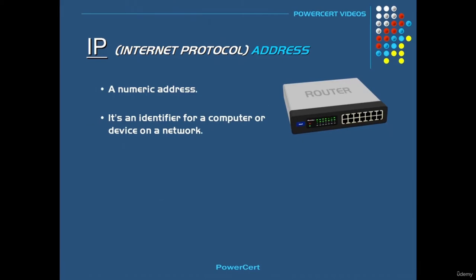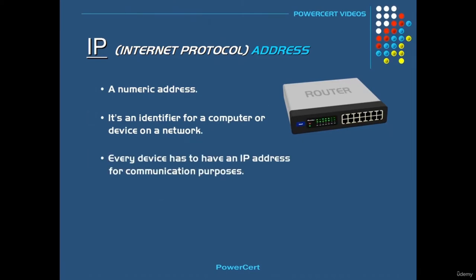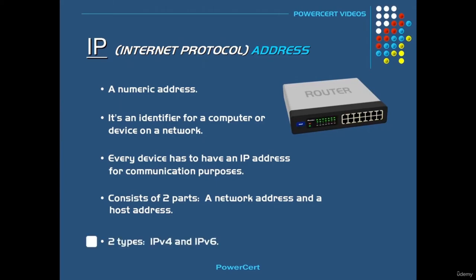An IP address is a numeric address. It's an identifier for a computer or device on a network. Every device has to have an IP address for communication purposes. The IP address consists of two parts. The first part is the network address, and the second part is the host address. There are also two types of IP addresses. The first one is the most common one. It's called IP version 4, and the second type is IP version 6.